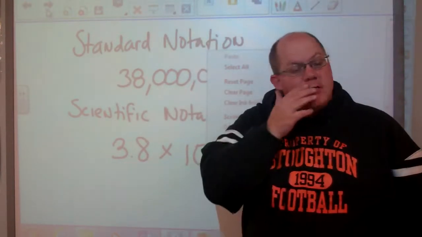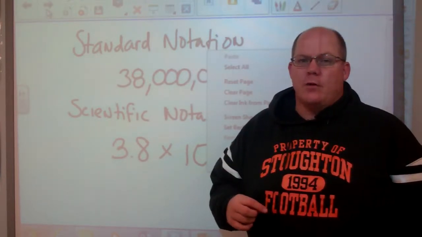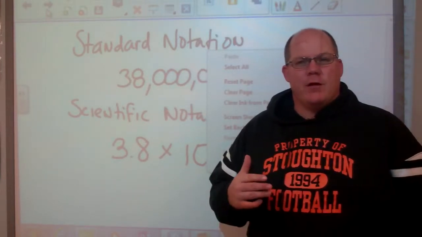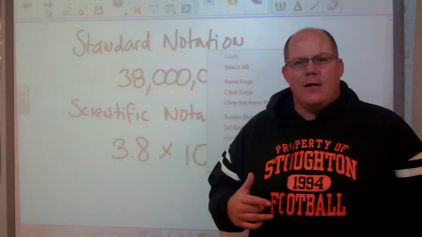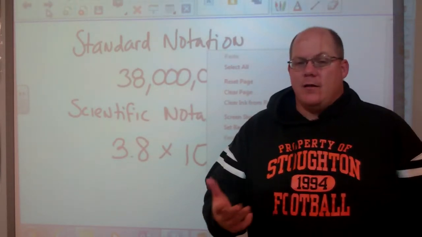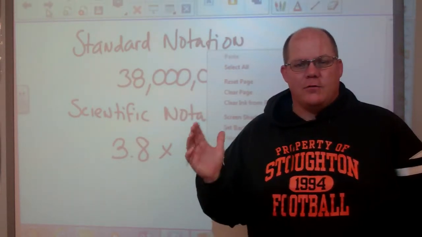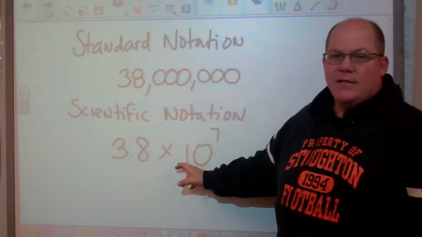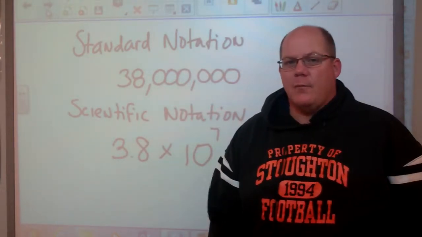Now scientific notation is used when we have really, really large numbers or really, really small numbers. You see it mostly in science, or if we want to measure the distance from the Earth to the Moon, or we want to find out how many people are living on the Earth's surface, we might write that number in scientific notation. I'm going to walk you through how to change from standard to scientific, and then I'll also go backwards from scientific to standard with a couple examples.